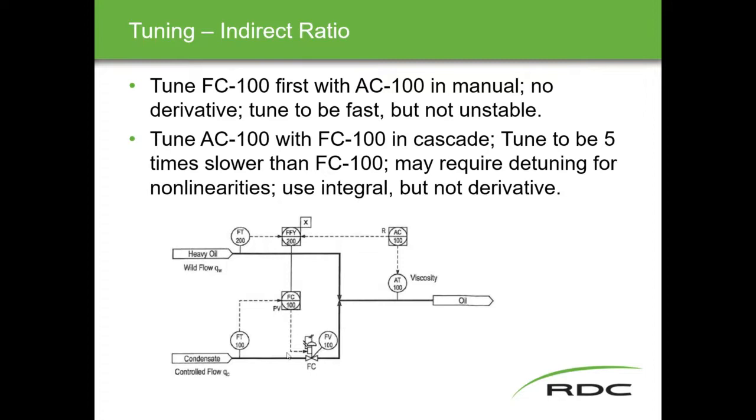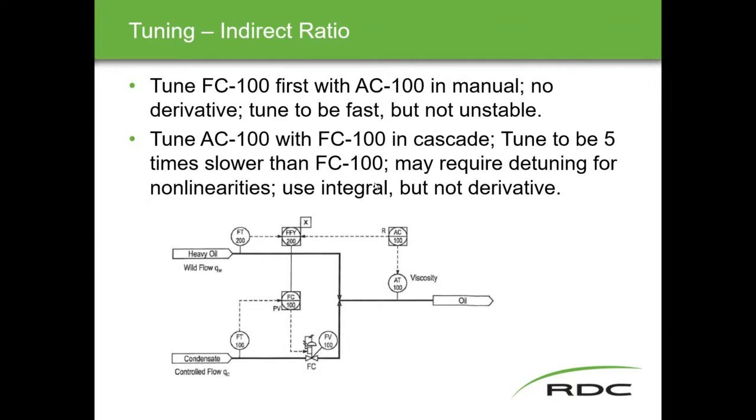The second thing that we're going to do once we get this tuned, so we're working on this one, and this one's in manual because we don't want everything to get all screwed up. We get this thing tuned, we put it in automatic or cascade, and then we get tuning on this guy here. And the particular specification for ratio here says tune to be 5 times slower than the flow controller. And you may have things that you have to deal with, like detuning for nonlinearities or characterizing or different things like that, but above your pay grade typically.